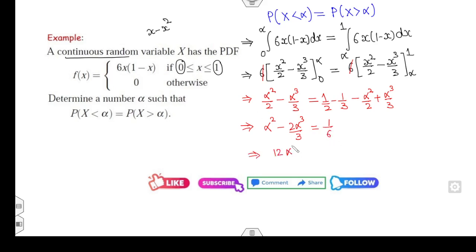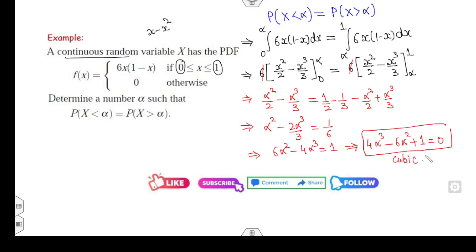Multiply by 6 on both sides. Fine. So that will be 6 alpha square minus, if you multiply them, 4 alpha cube is equal to 1. So you can write it as 4 alpha cube minus 6 alpha square plus 1 equal to 0. Fine. Now you can solve this cubic equation, then you will get the right answer of the problem.